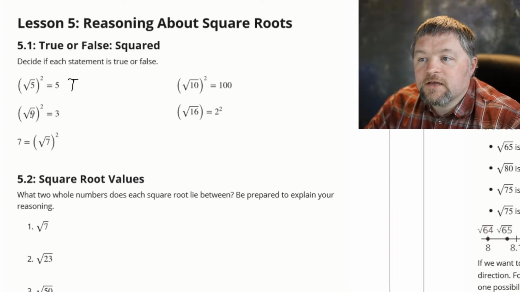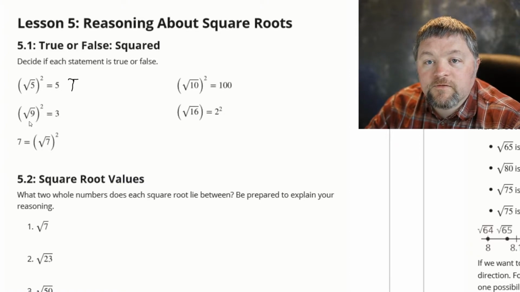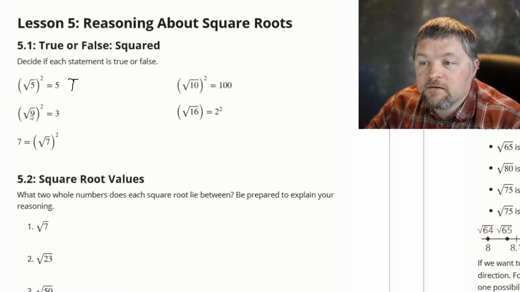Now we have the square root of 9, squared, equals 3. Well, what's the square root of 9? The square root of 9 is 3. 3 squared is 9.